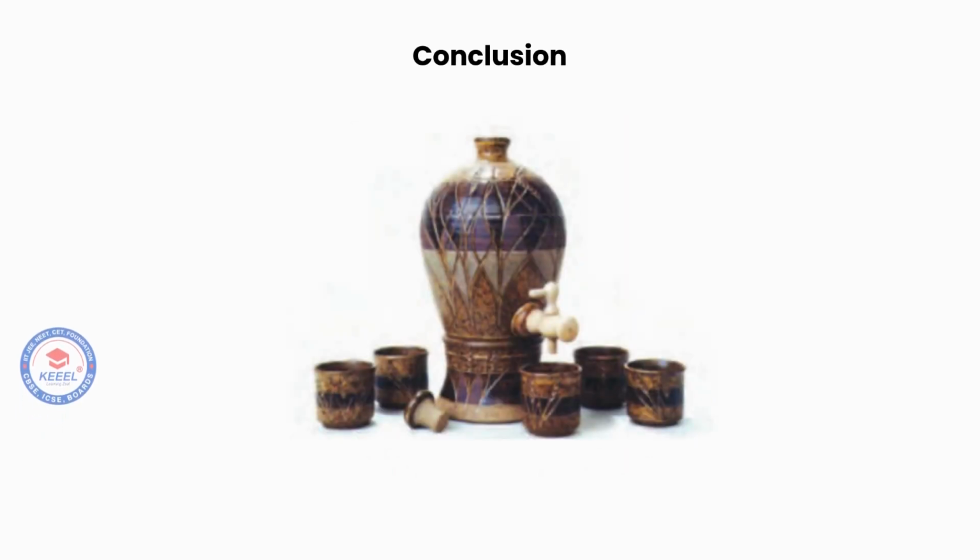Conclusion. Let's review what we learned. We use both natural and man-made materials every day. Natural materials are eco-friendly. Man-made materials are strong but can be harmful if not used carefully. Plastic is useful but should be reduced, reused, and recycled. Choosing the right materials helps in building a better, cleaner world.